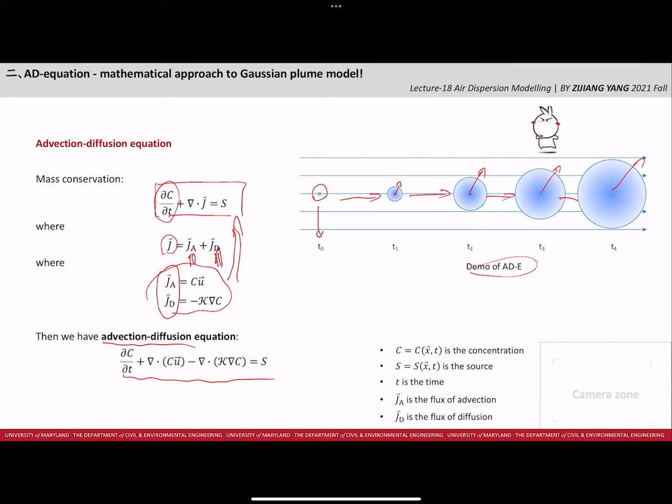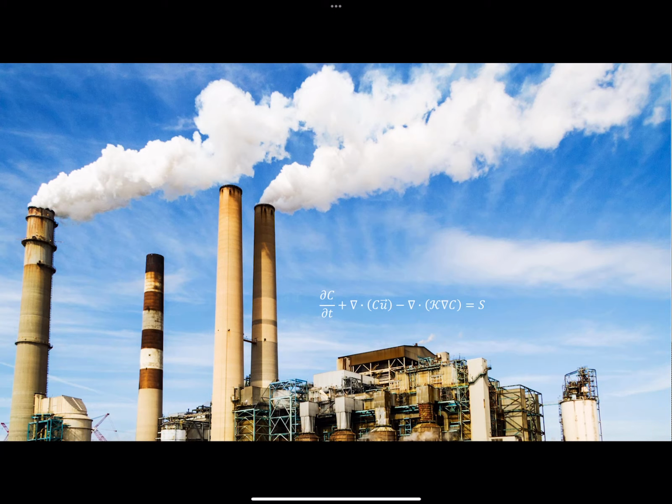And again, we can see that the concentration and the source are changing over time, and they may also change over space. So they are functions of time and space. For this one, do you guys have any questions? No? I guess this is a little bit abstract, so we can see a real picture.